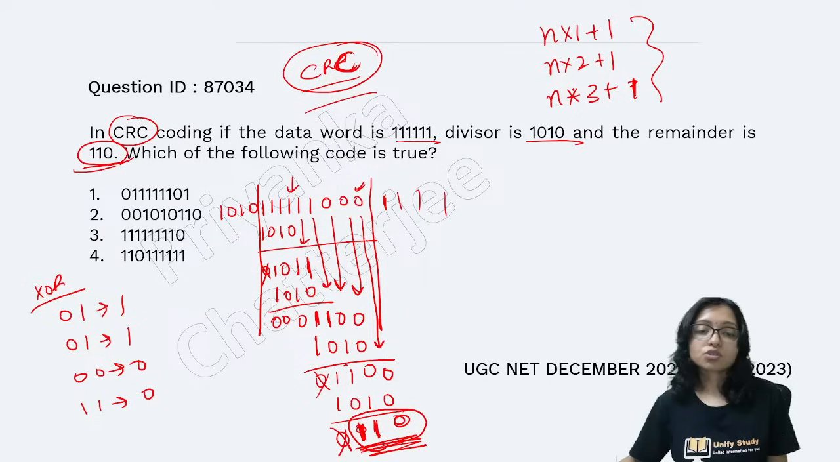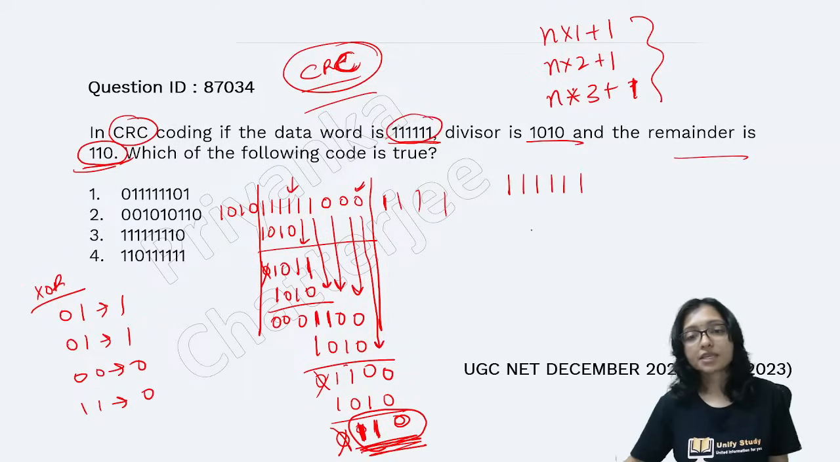But although it is already given in the question, there is no need to do this. Just add the remainder to this number, that is 1 2 3 4 5 6, and the remainder is 1 1 0. Put it and get the answer.